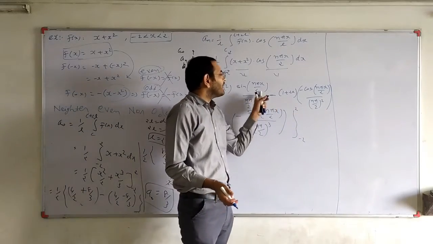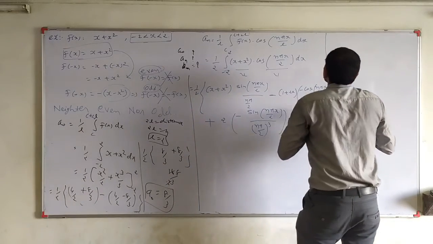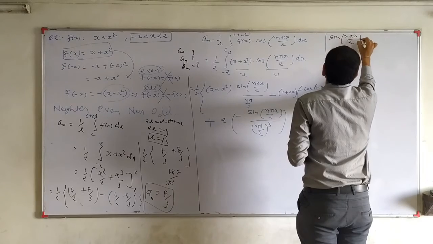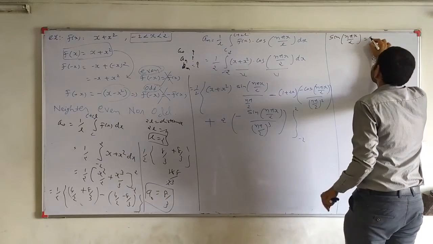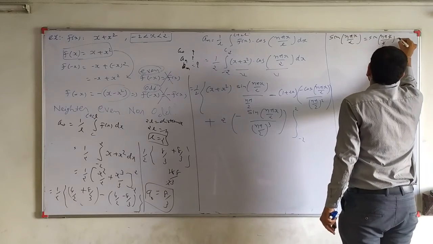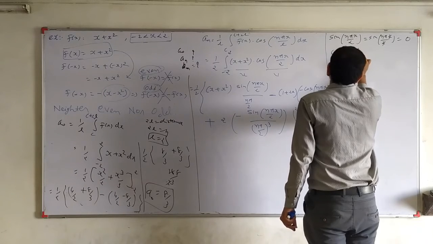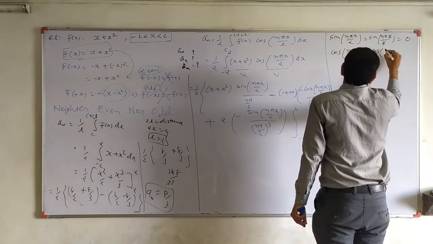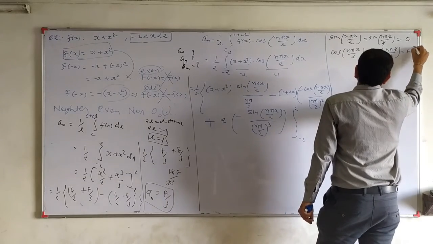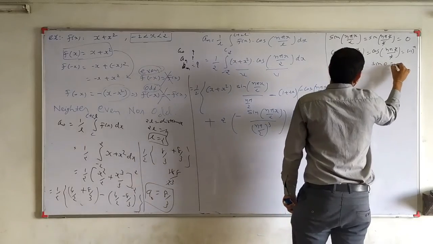Then apply upper limit minus lower limit. For the upper limit, we use sine n pi x by 2 and replace x with 2. Then n pi 2 by 2 cancels out. Then sine n pi, that is 0. Similarly, cos n pi x by 2, we get cos n pi 2 by 2, which cancels out. Then cos n pi, that is minus 1 raised to n, and cos 0 is 1 and sin 0 is 0.